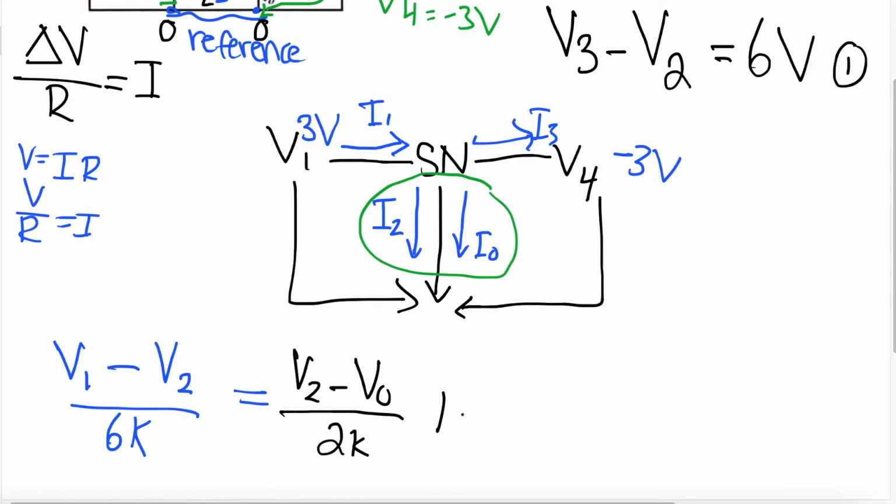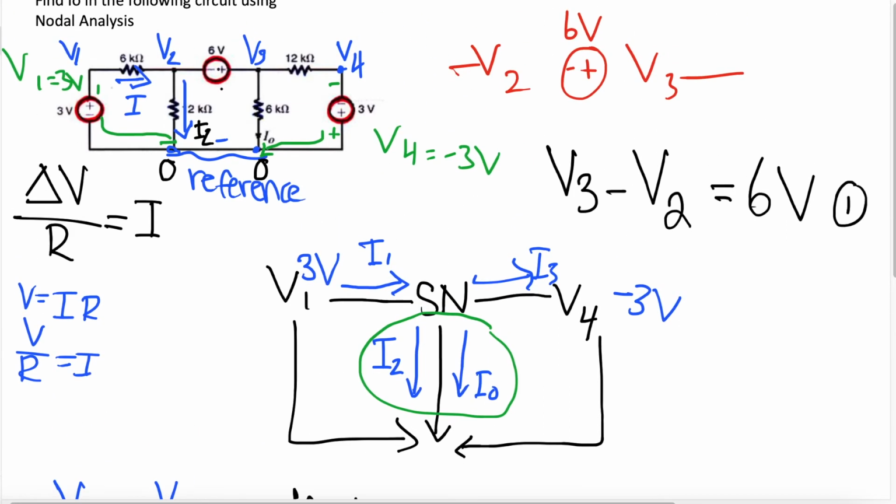Then what are we going to add this to? We know there's also current leaving the supernode, because these 2 nodes are together. So V2 and V3 are basically the same node. So we put I0 in the same reference going downwards, so V3 minus 0 divided by 6 kilo ohms. We can do the same thing once again.